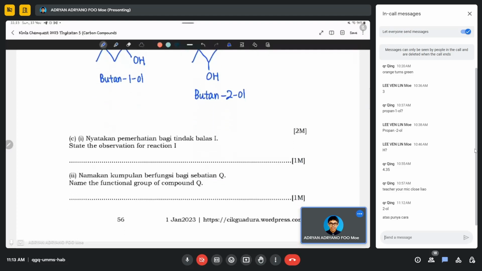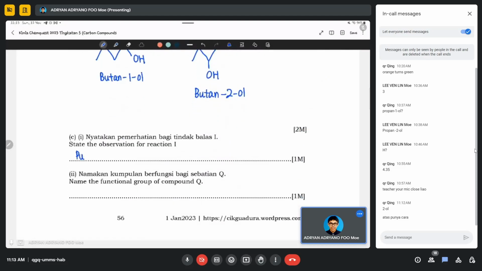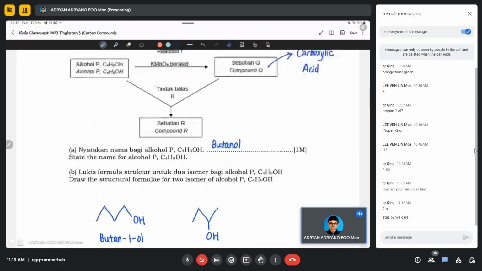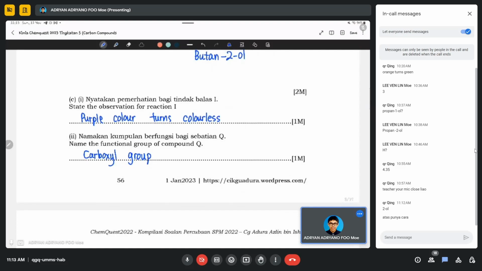State the observation for reaction 1. What happened in reaction 1? Purple color turns colorless, because it is potassium manganate(VII). Name the functional group of compound Q. Functional group is carboxyl, because it is a carboxylic acid. So carboxyl group, COOH. In the exam please don't write COH, because now it asks for the name, so you write carboxyl.